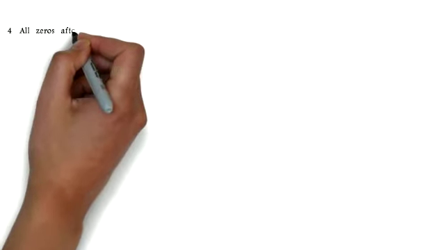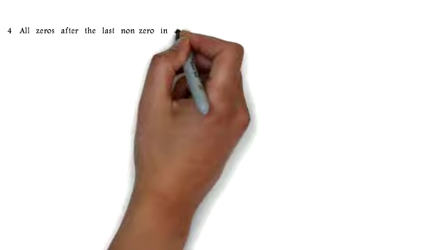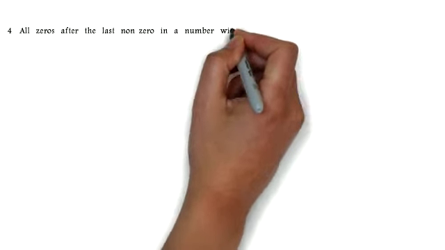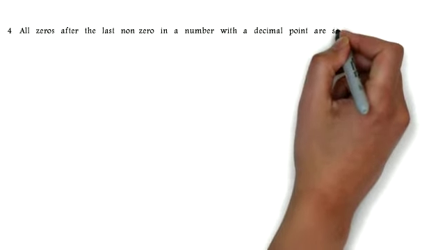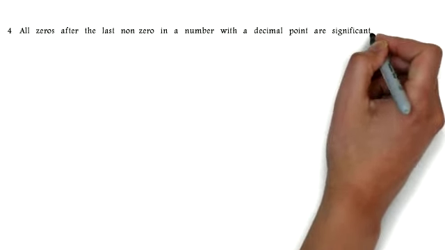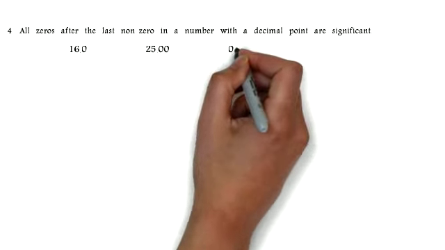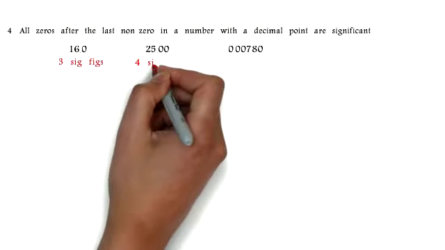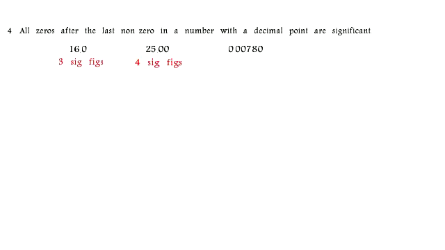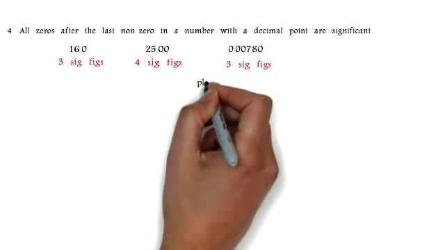So now that we have the placeholder zeros down, the last rule involving zeros is that all zeros after the last non-zero in a number with a decimal point are significant. Okay, so this is where confusion tends to come in. So I'm going to write out three numbers here: 16.0, 25.0, and 0.00780. And in the first number, all three numbers are significant. In 25.0, all four numbers are significant.